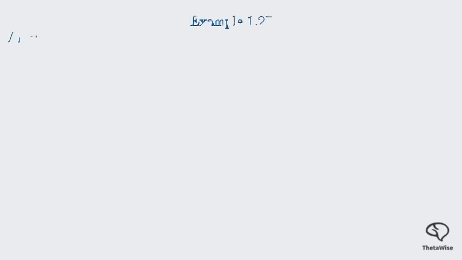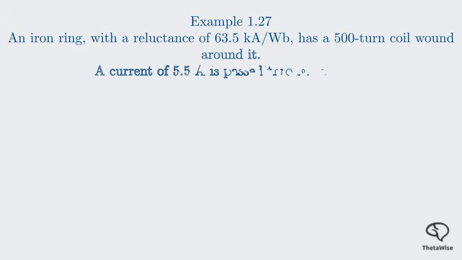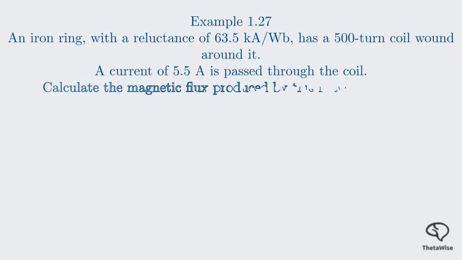Example 127 states, an iron ring with a reluctance of 63.5 kiloampere turns per Weber has a 500-turn coil wound around it. A current of 5.5 amperes is passed through the coil. Calculate the magnetic flux produced by this magnetic circuit.